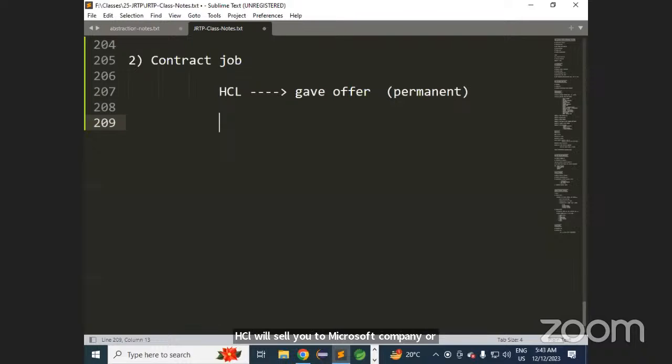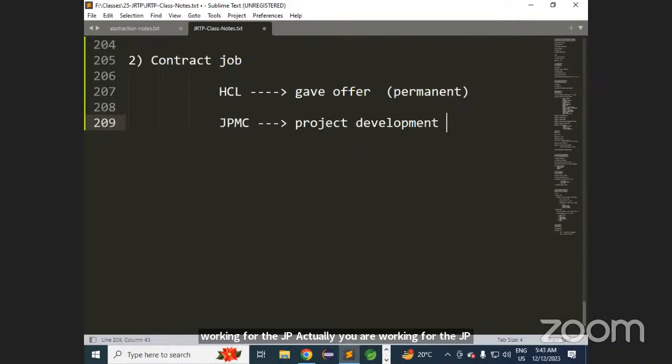Now assume that you got the job in the HCL company, but actually you are working for JP Morgan. Actually, you are working on JP Morgan project development. Then for JP Morgan, you are a contract employee. For HCL, you are a permanent employee. Now in IT, most of the jobs are contract jobs only. You will get the job from one company, you will work for another company. So that contract will also be available. How will that contract be available?